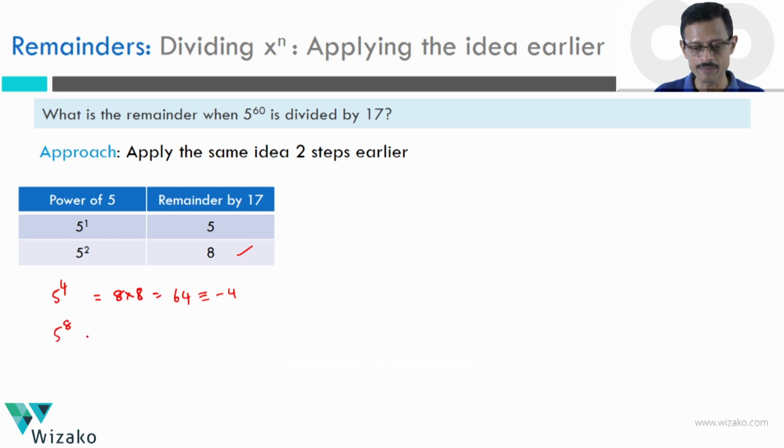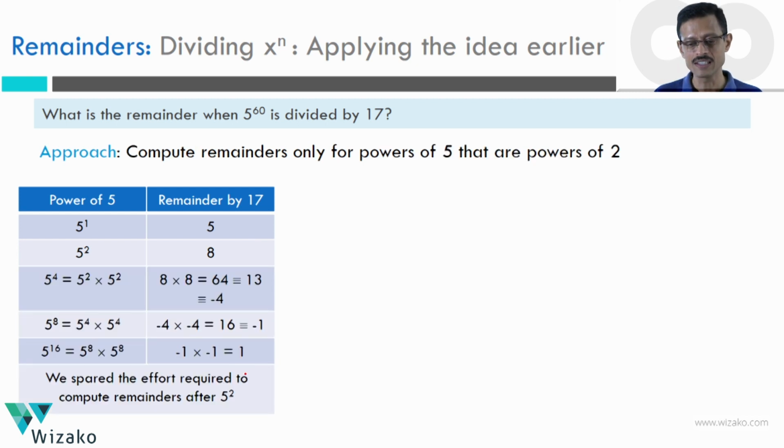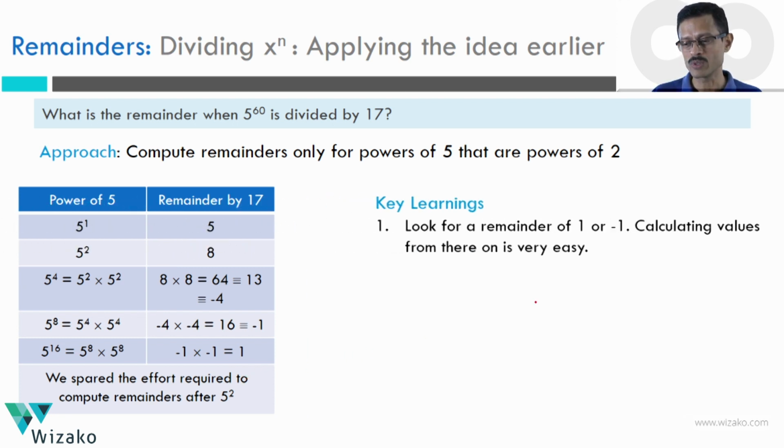5 power 8, the remainder is -4 into -4, which is equal to 16, which actually translates to being a -1. From this point forward, we have done it in the earlier steps. We'll just proceed along the same way. So this is what we have as the answer. The gist of it is essentially realize that once you get a -1 or +1, life becomes easy.